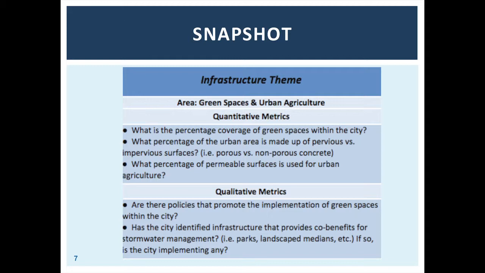And more specifically, digging a bit deeper, out of those pervious surfaces, what percentage is used for urban agriculture, for example? So that really touches upon food systems resilience, because as we all know, urban agriculture provides fresh local vegetables for cities in order to sustain the community, but it also doubles as a pervious surface to help mitigate stormwater.